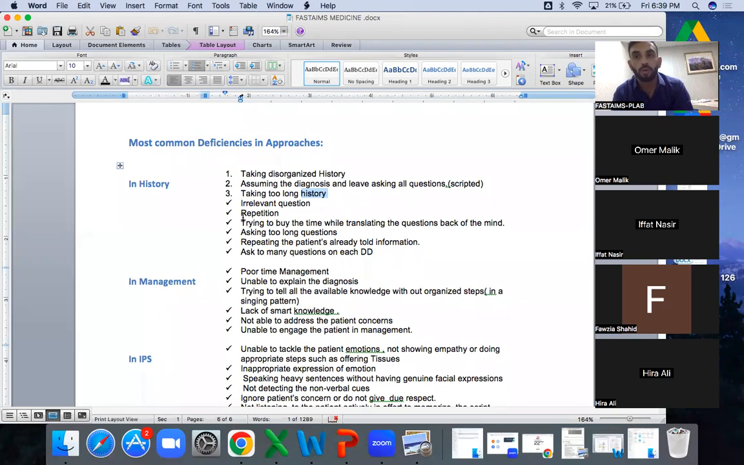Repetition. We do repetition. A patient told me that she's having chest pain that was radiating to the back. I will ask according to my script, okay, is it going anywhere else? This will deduct your marks in two ways. One, it is scripted, and second, it is like killing your time. Trying to buy time while translating is also very, very common, and the solution is practice. There is no other solution for that.